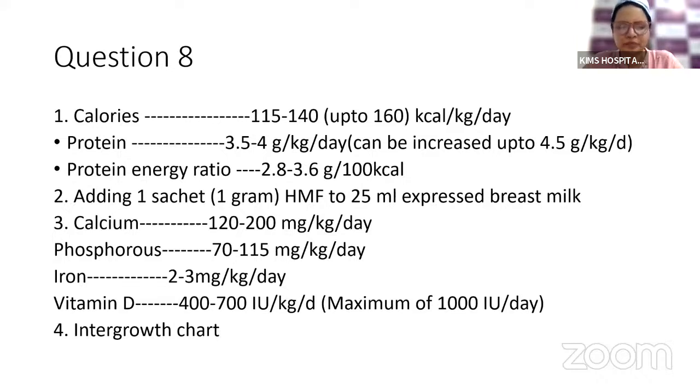And vitamin D, the ESPGHAN 2022, please note, it gives a vitamin D recommendation of 400 to 700 international units per kg per day with a maximum of 1000 international units daily.